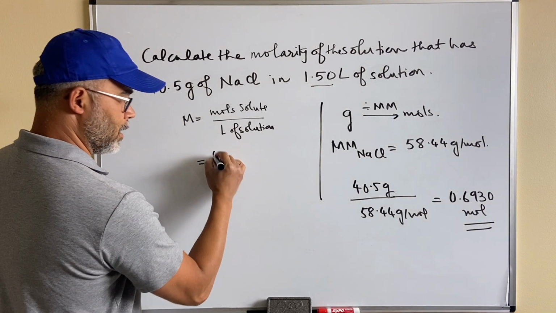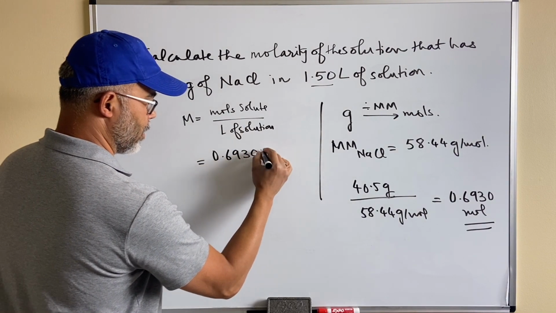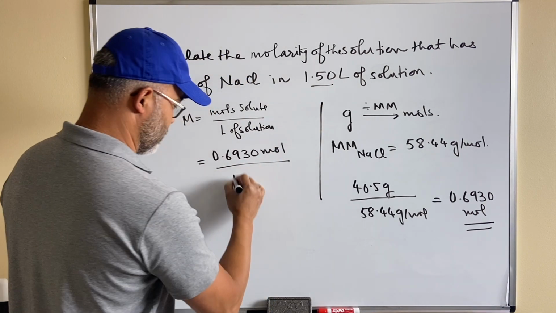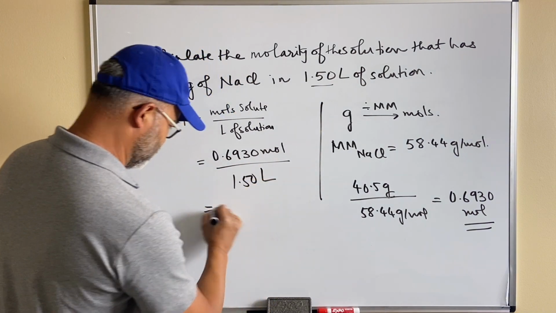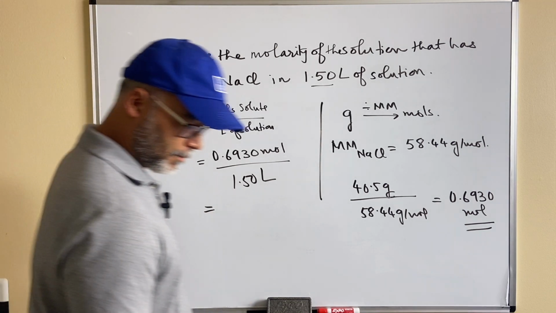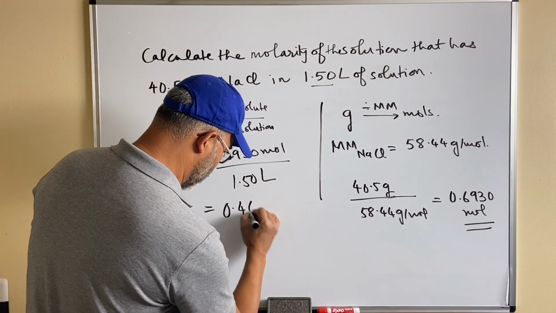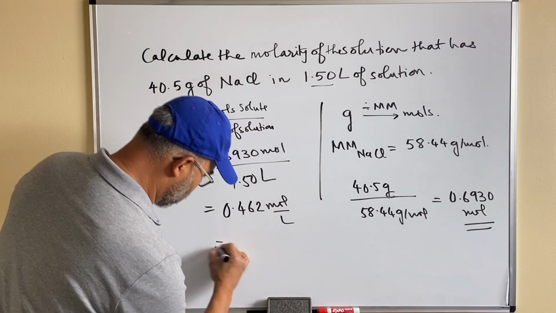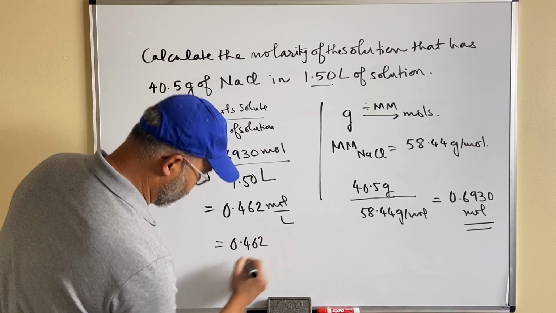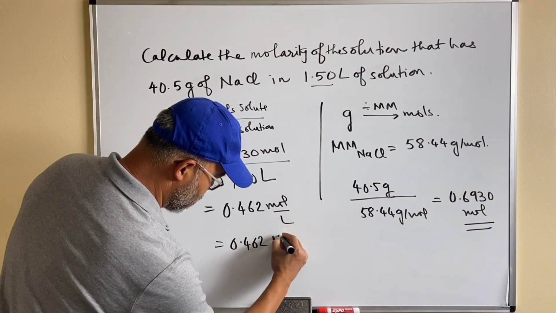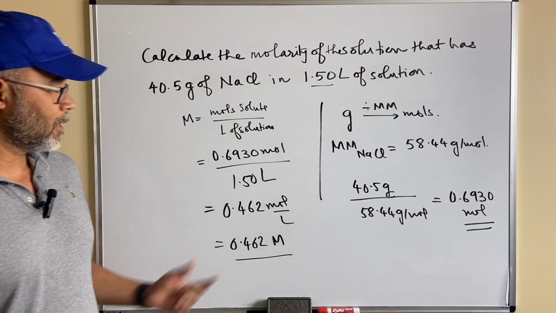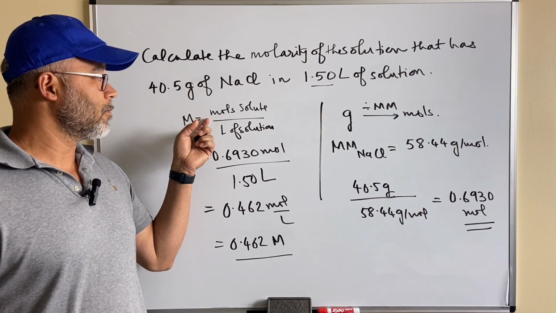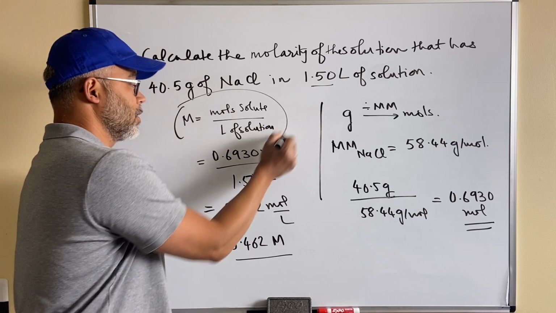Okay, so now we have the moles. We're going to plug the moles in here, 0.6930 moles over liters of solution, which is 1.50 liters. And that's going to give us 0.462 moles per liter. We can also call this 0.462 capital M, or molar. So that's how you calculate the concentration of something in a solution using this formula.